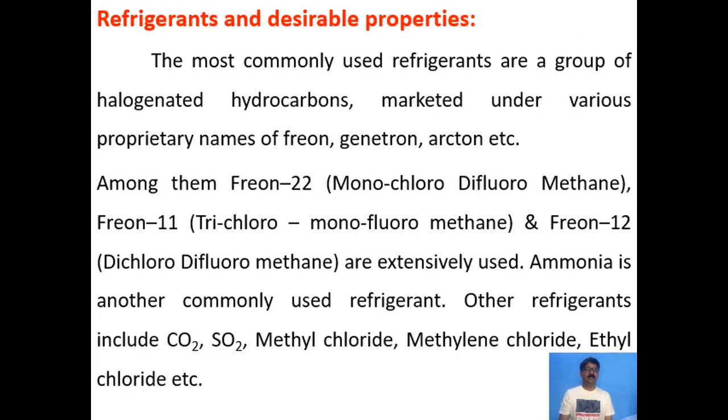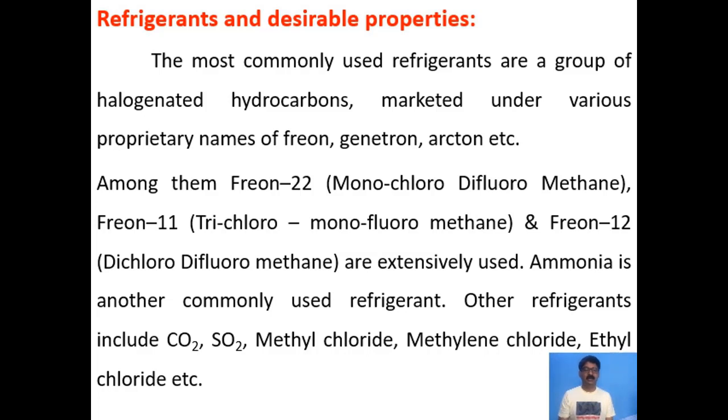Now let us discuss the refrigerants and their desirable properties. The most commonly used refrigerants are the group of halogenated hydrocarbons marketed under various proprietary names of Freon, Genetron, Arcton, etc. So these are the commercial names. Freon, Genetron, Arcton, all these are commercial names of the various refrigerants. They are nothing but a group of halogenated hydrocarbons.